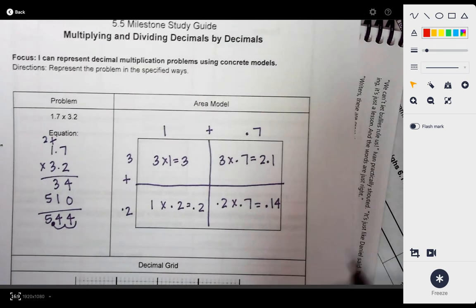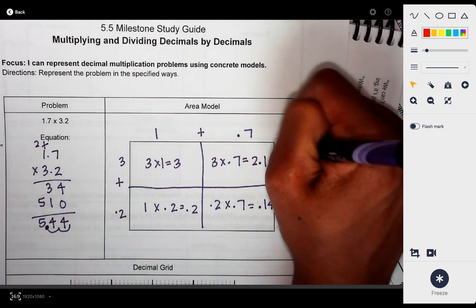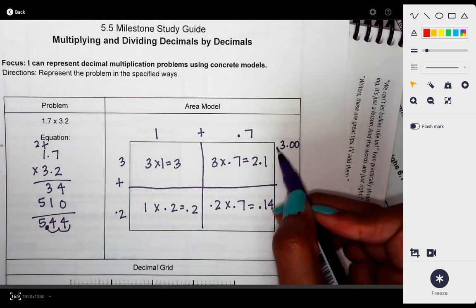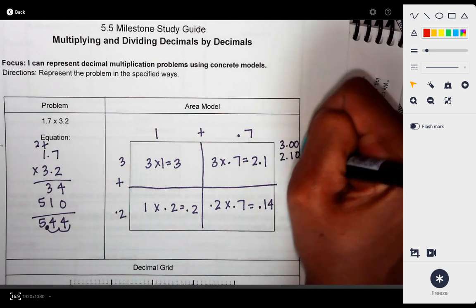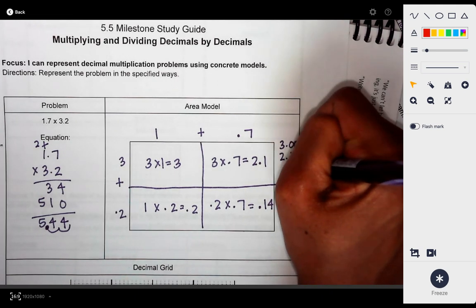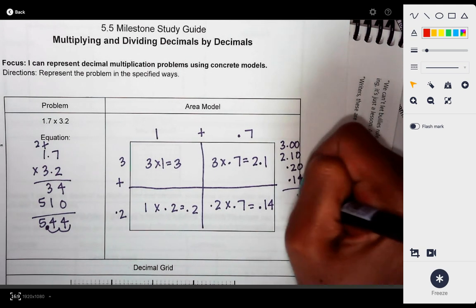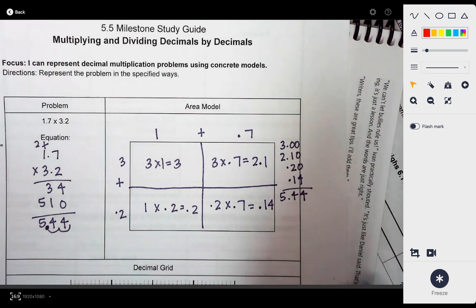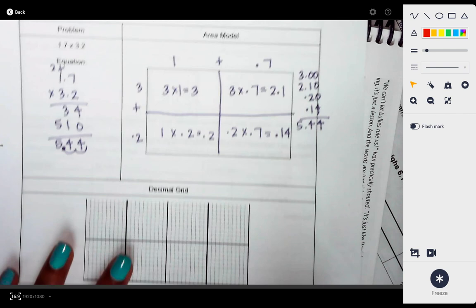Next thing that we do is we add all of those together. So we're going to do 3.00, and I'm adding these to make sure my decimal points will be aligned. 2.10, 0.20, and then 0.14. 4, 4, 5. Great. I know it checks out because that was my original answer, my equation.